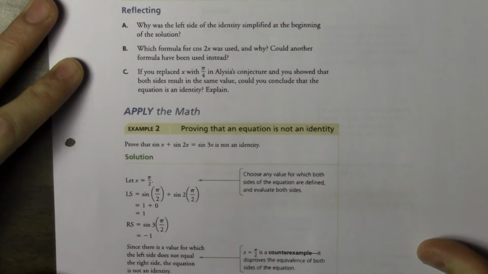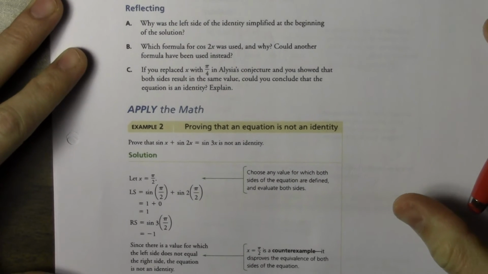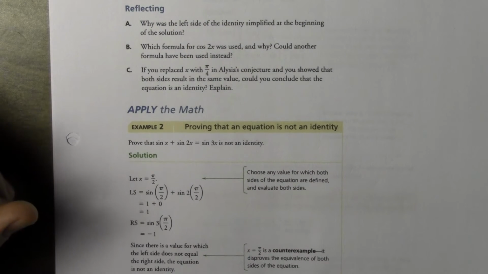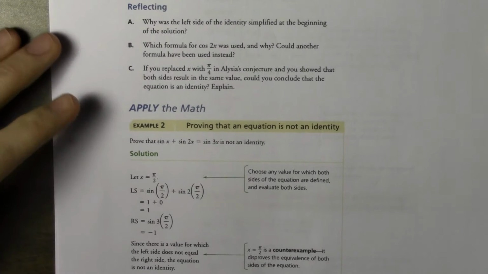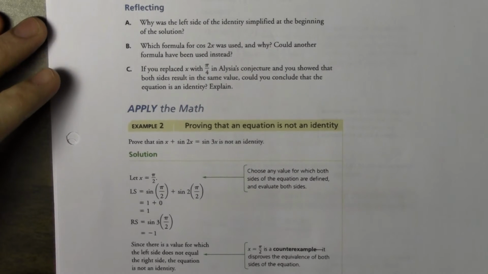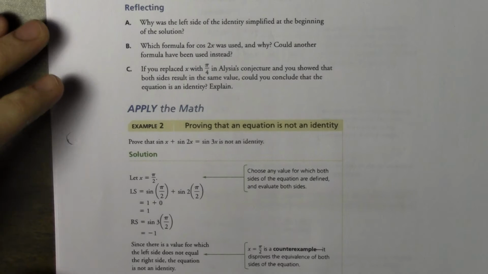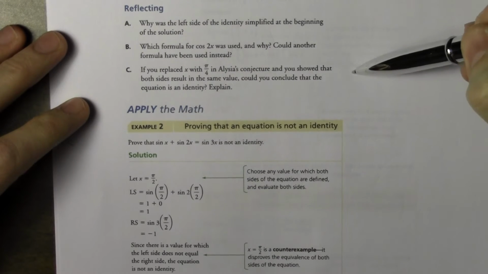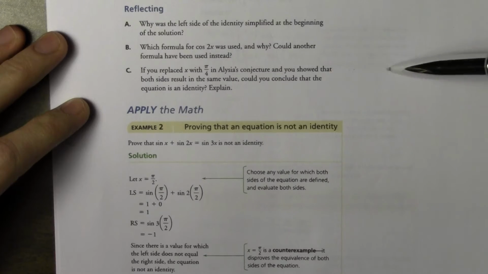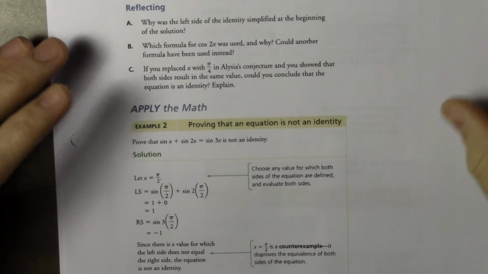C says, if you replaced x with pi over 4 in Alicia's conjecture and you showed that both sides result in the same value, could you conclude that the equation is an identity? Explain. So the answer is yes. If we're getting the same value on either side, after we simplify with an angle, we can conclude that it's an identity.